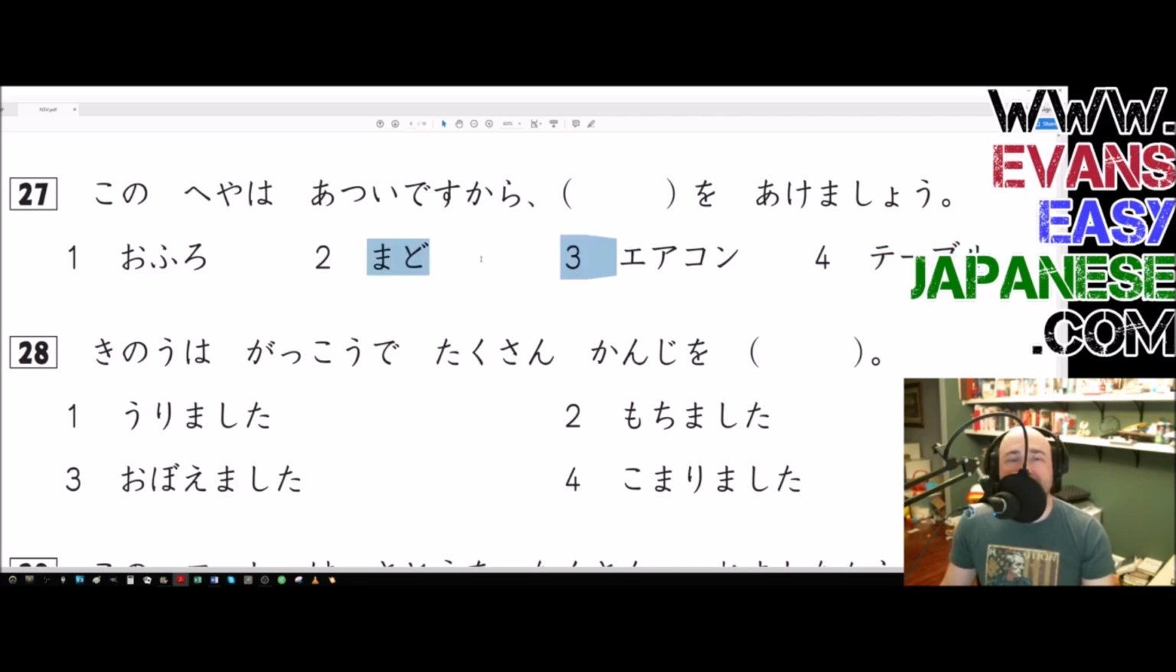In the meantime, the correct answer is Mado o akemashou. この部屋は暑いですから, Mado o akemashou. Let's open the windows because this room is hot.